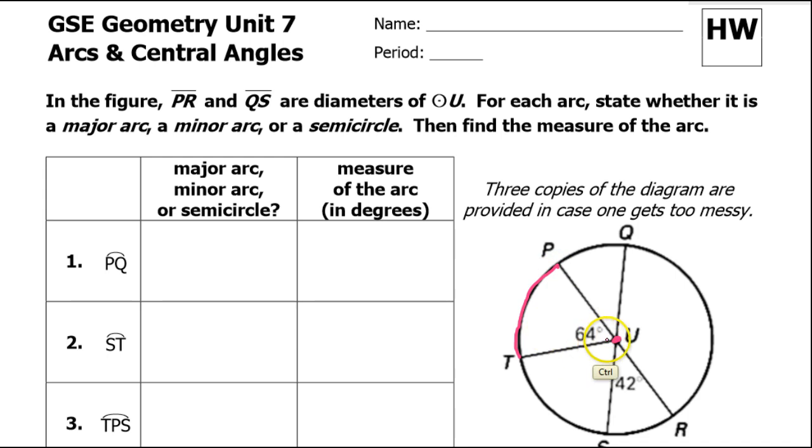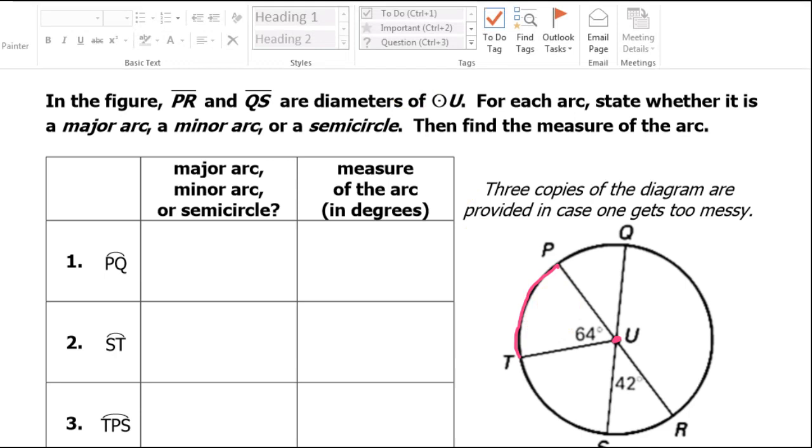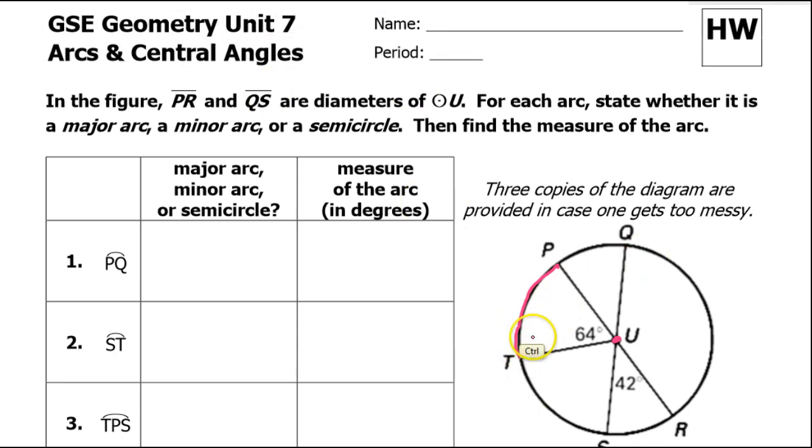The most important relationship is that arcs are measured in degrees, the same way angles are. If you have a central angle, the intercepted arc is going to be the same number of degrees as the angle. So the measure of arc TP, for example, would also be 64 degrees. So that's the big thing. Of course, as far as vocabulary goes, you have minor arcs and major arcs. A minor arc is an arc that is less than 180 degrees. Like this one, this would be a minor arc.